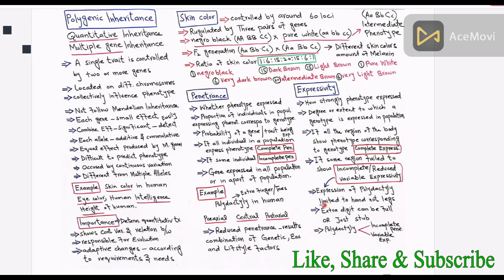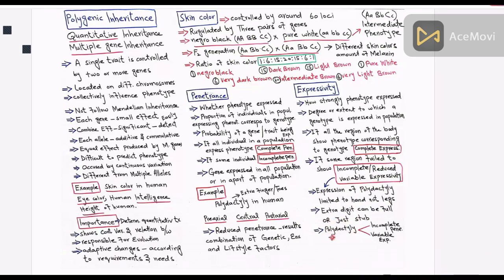The expression of polydactyly may be limited to the hand, or the legs may not be involved. This is called variable expressivity. Or the extra digit can be of full size or just a stub. This is reduced expressivity. In polydactyly, we discussed the four types: complete penetrance, incomplete penetrance, complete expressivity, incomplete expressivity. But polydactyly is the best example of incomplete penetrance and variable expressivity.